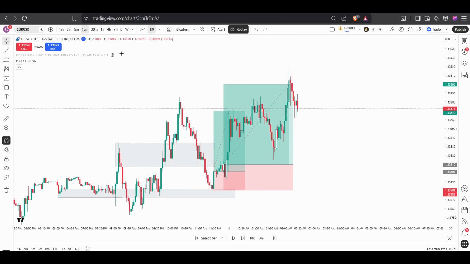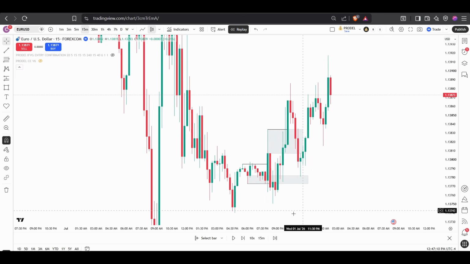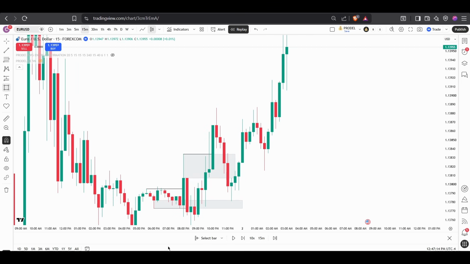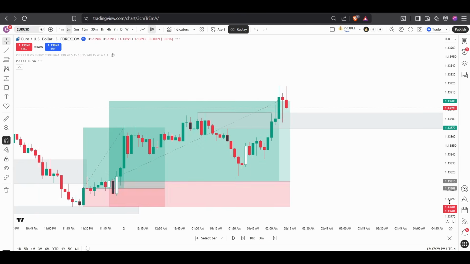And let's see another example. And another example is here. You can see this is the market structure break to the upside, and let's cut it here. Let's go to the 3-minute time frame.